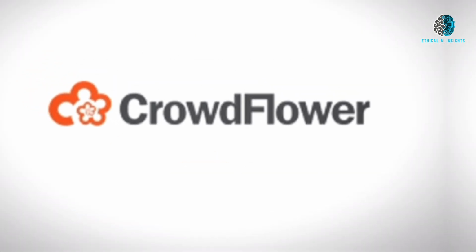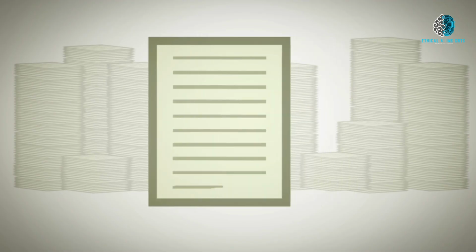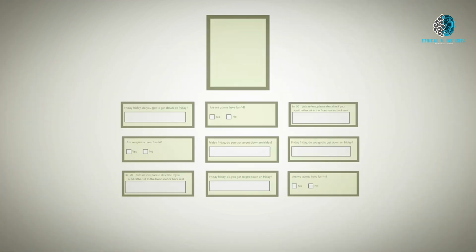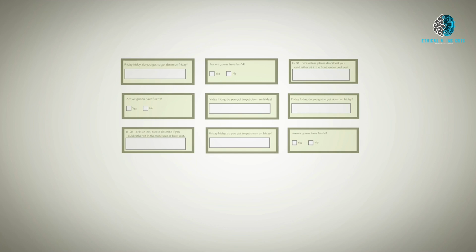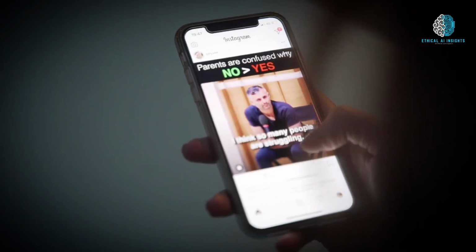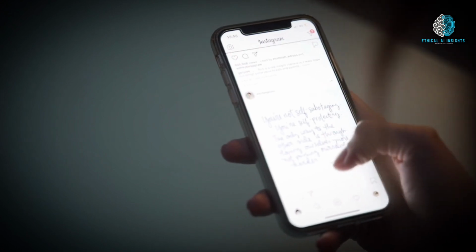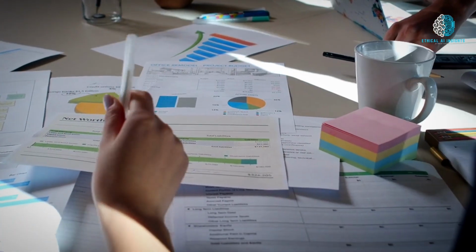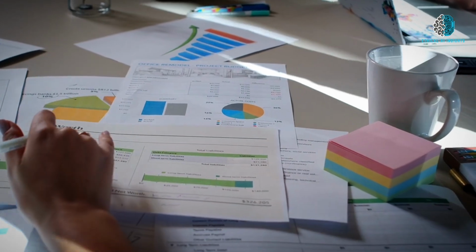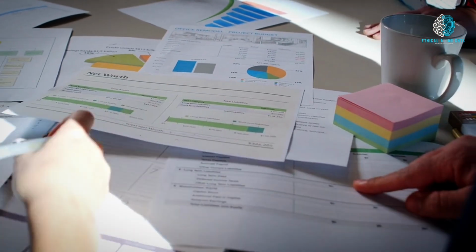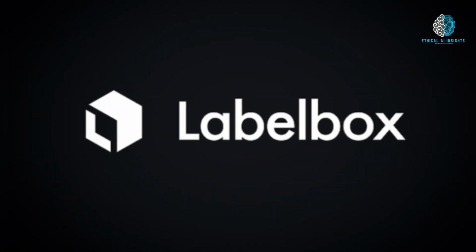Next is CrowdFlower. CrowdFlower provides a platform for crowdsourced data labeling, but allows us to create rigorous guidelines that help ensure labelers understand the task's ethical nuances. Say you're collecting sentiment data from a variety of social media posts. With CrowdFlower, you can set up detailed instructions for labelers to avoid cultural or personal biases, so your data is more accurate and ethical.